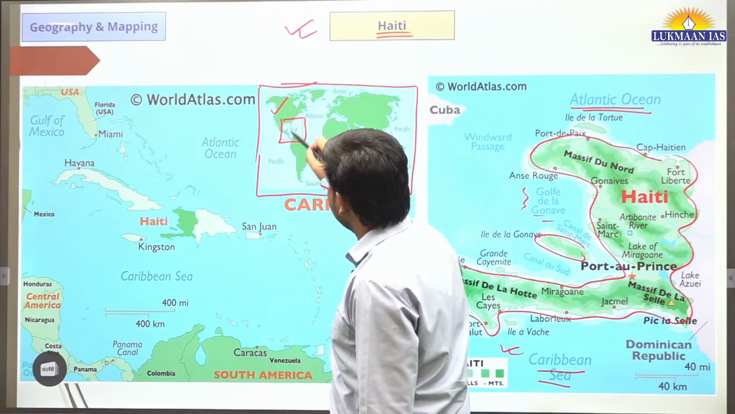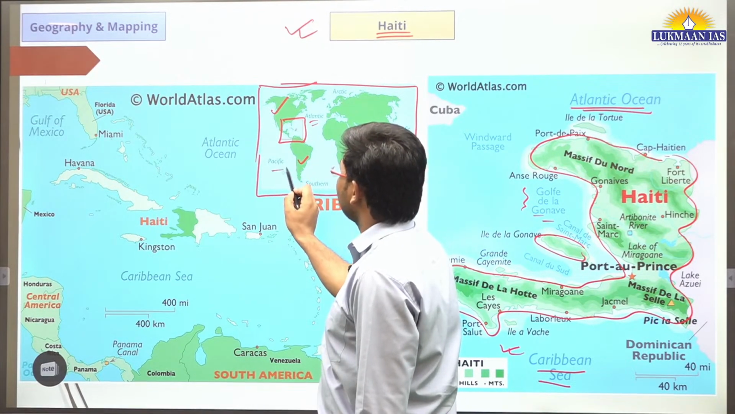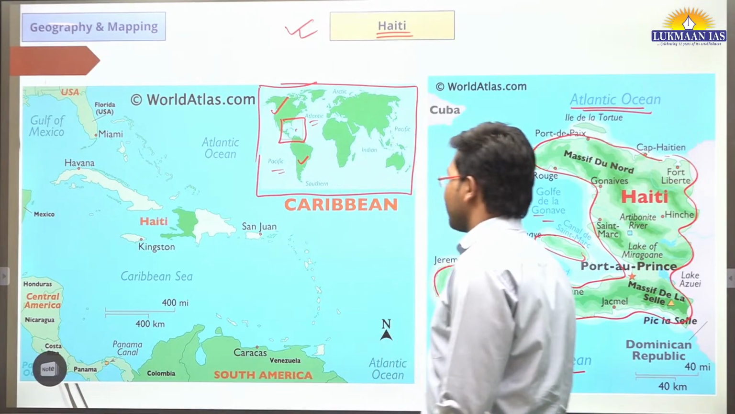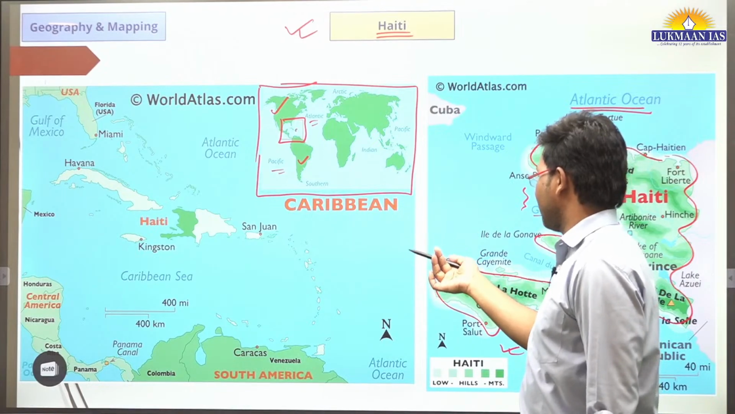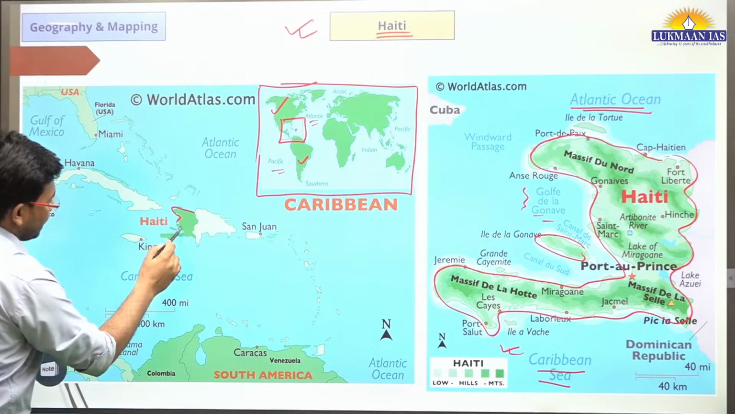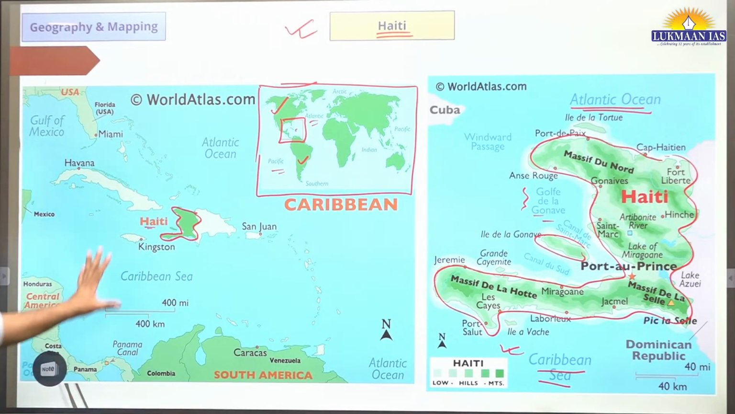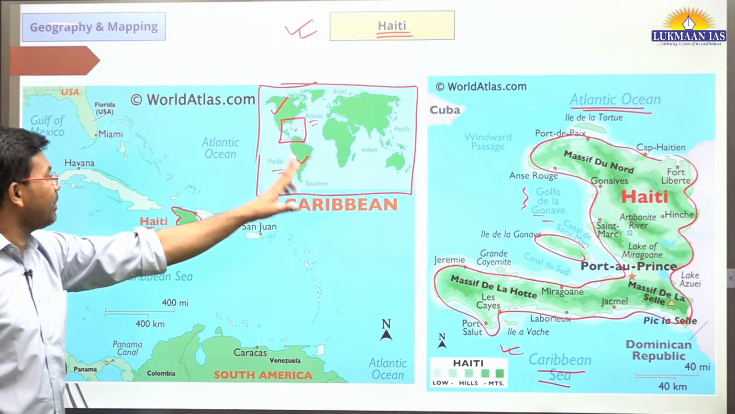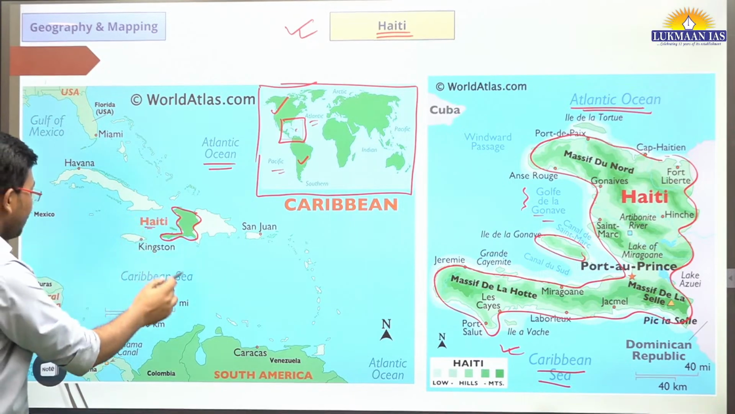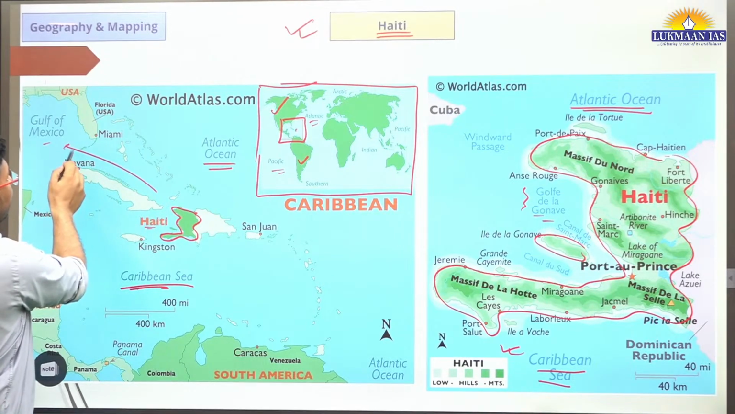So this is North America, this is South America. To the right of it, we have the Atlantic Ocean. To the left of it, we have the Pacific Ocean. So Haiti is located somewhere here. It is part of the Caribbean countries. This is the Haiti region over here, this is the country, Haiti. As we have seen in the previous map, Haiti is located in the Atlantic Ocean. Just below Haiti, we have the Caribbean Sea. And this is the Gulf of Mexico, which is far away from Haiti.